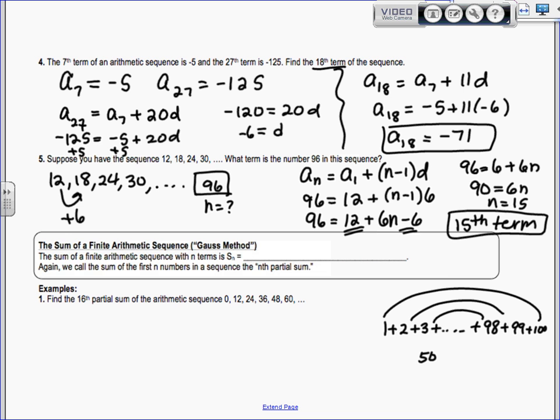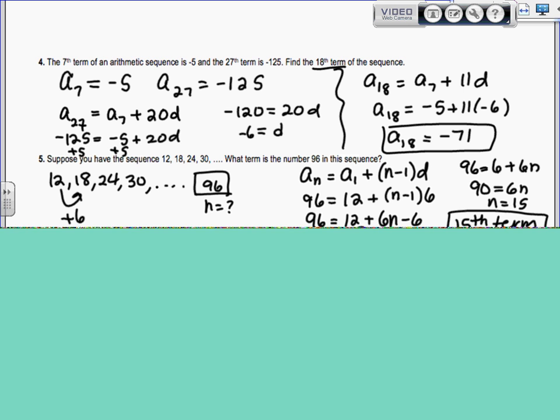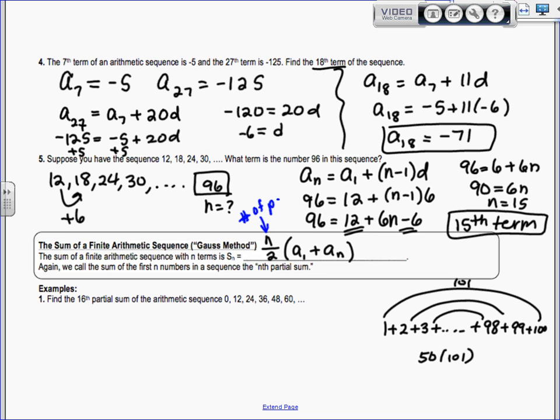So he took the number of numbers, divided by 2 to get the number of pairs, and then did the first term plus the last term to figure out what they all added up to be. So this always works as long as you have an arithmetic sequence, as long as it's the same thing added to each number. Okay, so the formula is S sub n, the sum of the n terms, is equal to n over 2 times a sub 1 plus a sub n. When I talk about n over 2, that's the number of pairs. And the a sub 1 plus a sub n, that's the first term plus the last term.